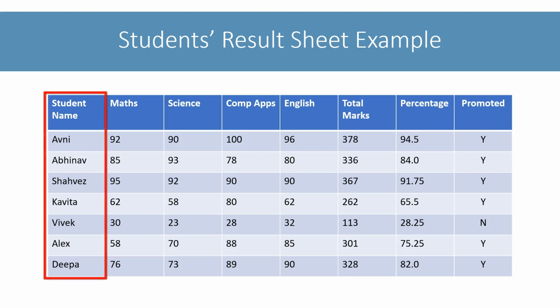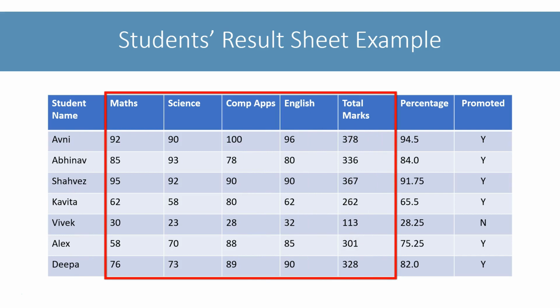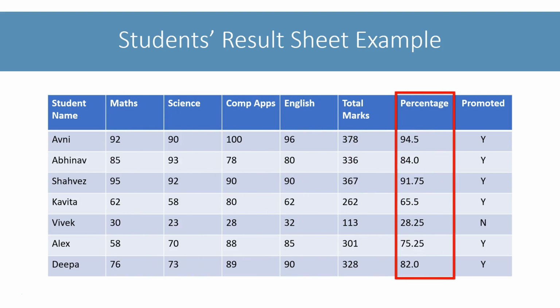The name of the student is a set of alphabets. Our school has a policy to award marks in subjects only in whole numbers. In case the total marks in the subject are a fraction like 84.5, it will be rounded off to 85. So, the marks in each subject and the total marks obtained are whole numbers or integers. Percentage is a fraction as it can be 94.5 or 84.0 or 75.25 etc.